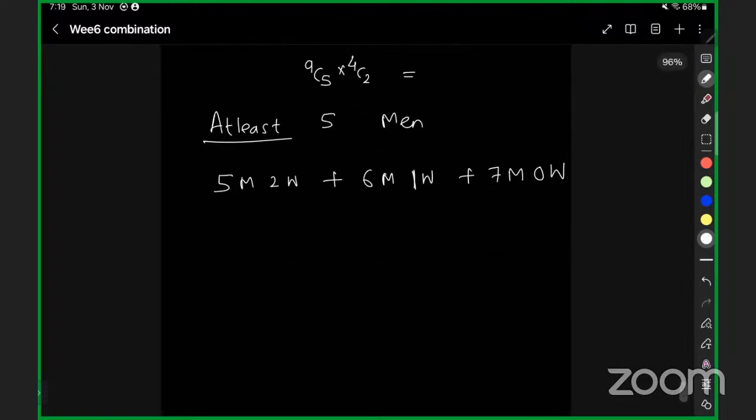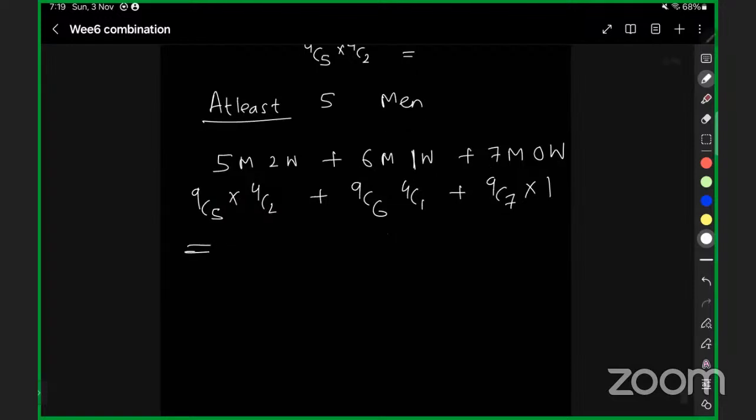And then what you have to do is figure out what this is. So that is 9C5 into 4C2 plus 9C6 into 4C1 plus 9C7 into 1. Okay, so this you can do, and you have to figure out the answer of this.